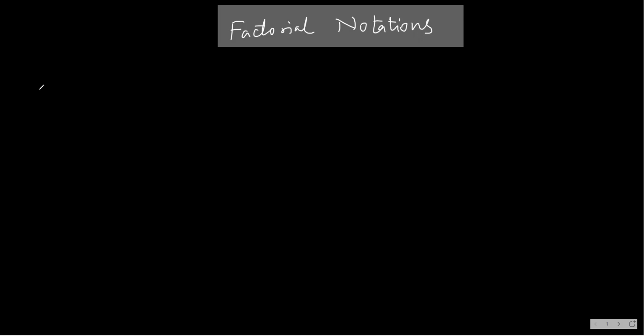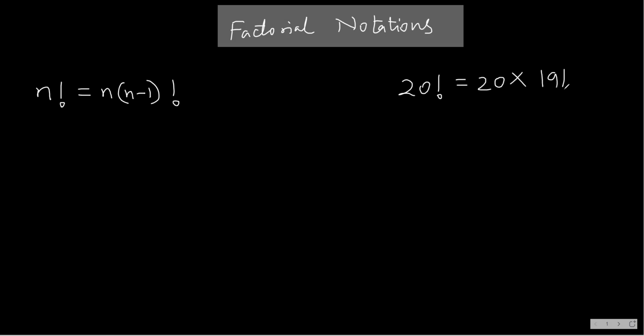If I have say n factorial where n is some natural number, I can write n factorial as n into n minus 1 factorial. If you have 20 factorial, you write 20 into 19 factorial. So basically, you are writing this number as this number minus 1. So 20 into 20 minus 1 factorial. 19 is nothing but 20 minus 1.